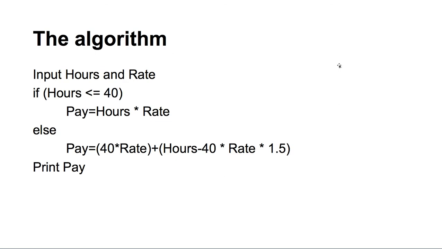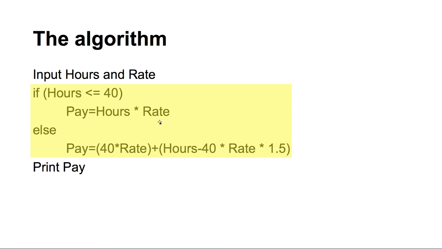We first input the information we need, which basically initializes our data, our variables, or gives them a value. And then we do one of two things depending on the value of hours. If it's less than or equal to 40, then it's a simple calculation. Otherwise, or else, we do the overtime calculation.